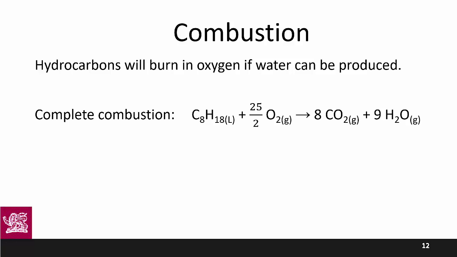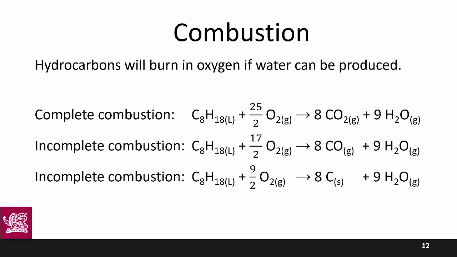Instead of carbon dioxide that we get in complete combustion, we start getting carbon monoxide if the oxygen is somewhat restricted, and we get carbon as a solid soot if oxygen is even more restricted. It's possible to have a range of products, and in a normal fire that you might expect to have at a campfire, you could expect to have all three of these reactions occurring.